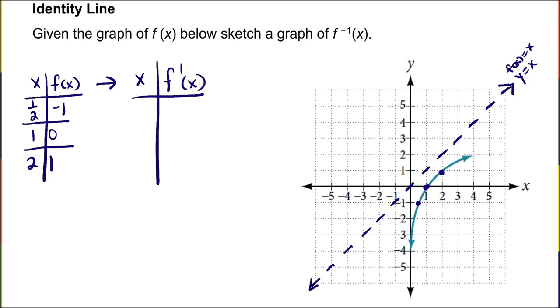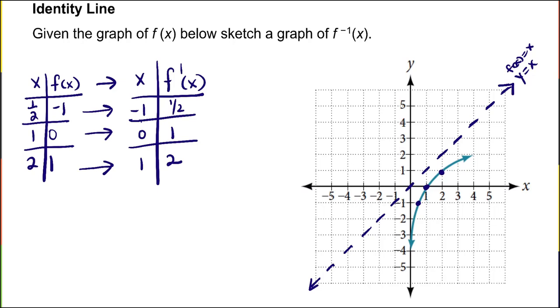Okay, so for the inverse, all we do is take these same points over here, and then you just flip-flop the x's and the y's. So recopy the whole thing. Just everywhere you see an x, you put the y instead, and vice versa. So you flip them. So 1/2, negative 1 becomes negative 1, 1/2. 1, 0 becomes 0, 1, and 2, 1 becomes 1, 2.